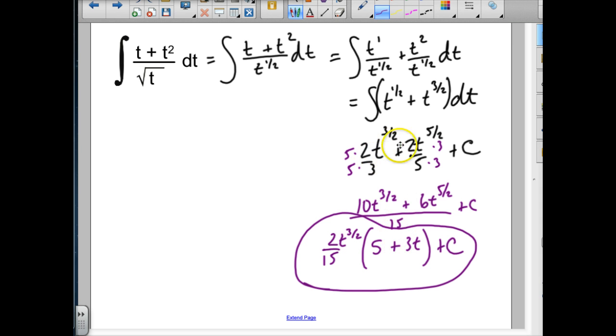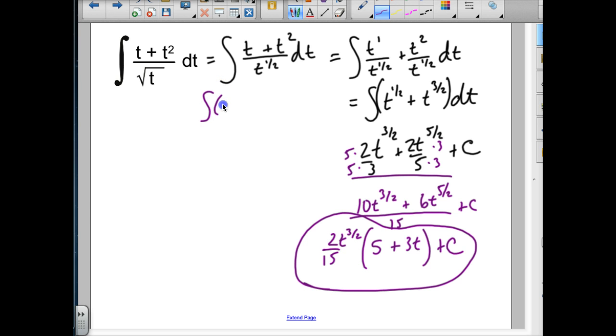On a test, you can leave it like this, but if it's multiple choice, you better know how to get from here to here. So if I were working on homework, I would make sure I continue to practice getting from here to here every time I did problems like this. But on a test, when you're trying to save time, stop there. That's fine.